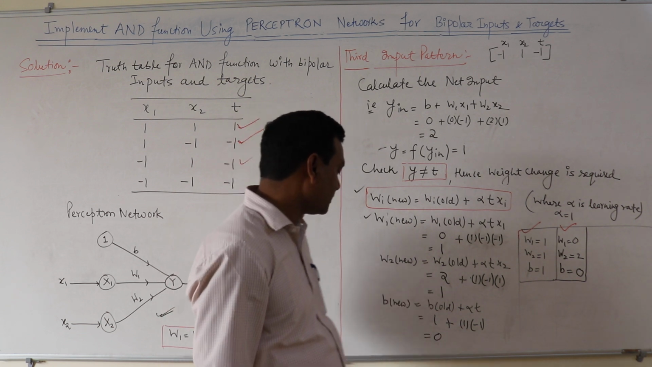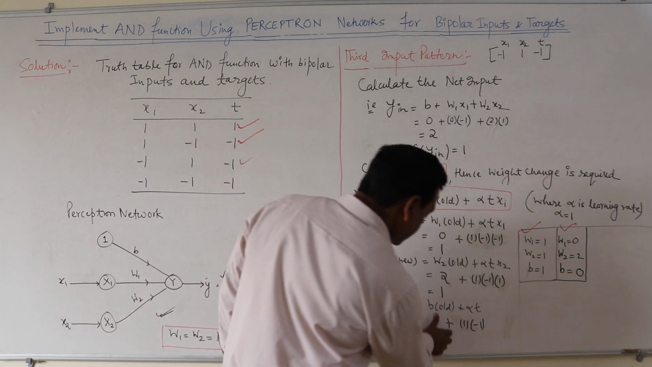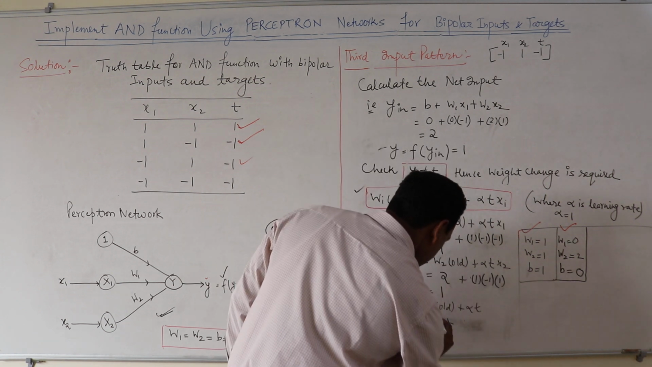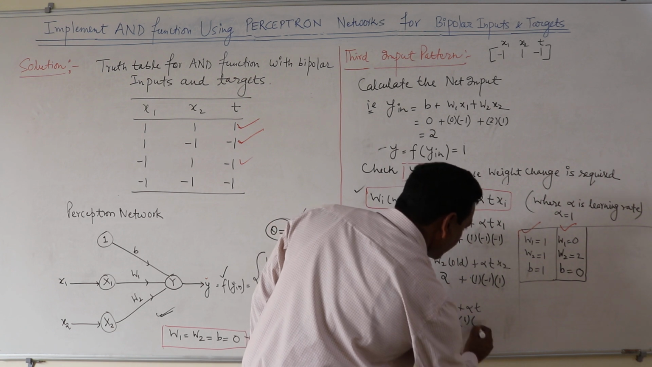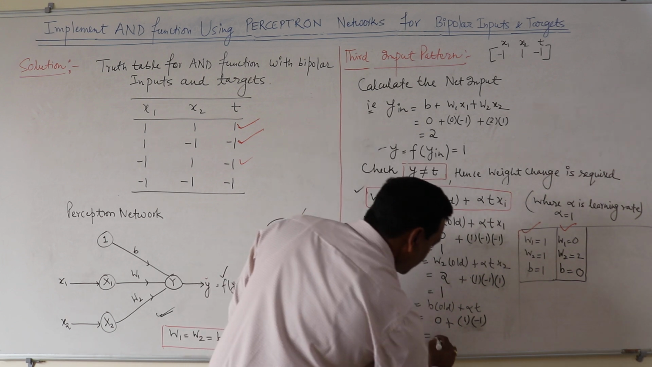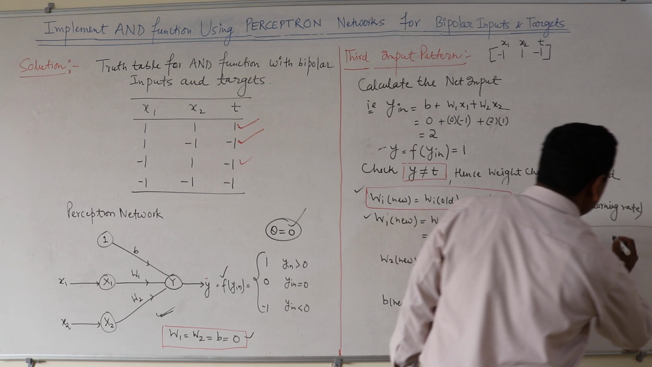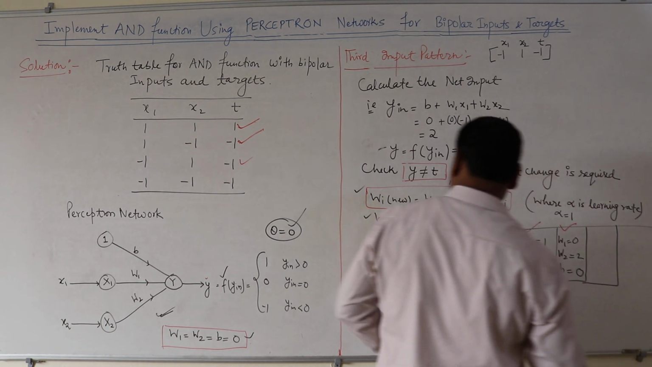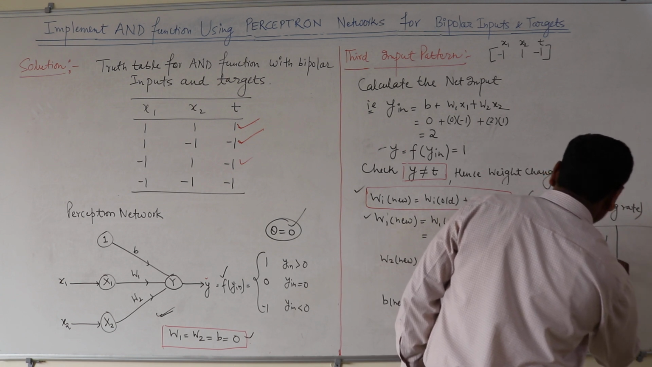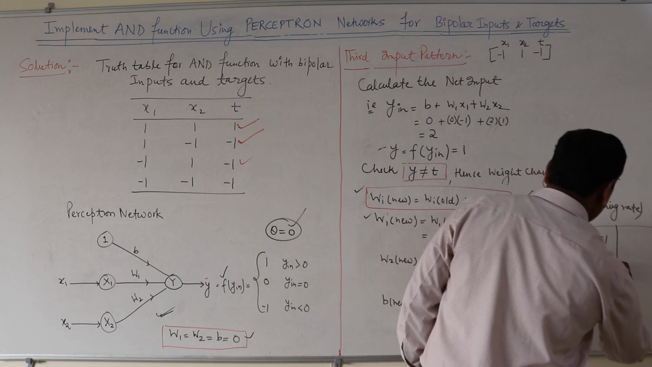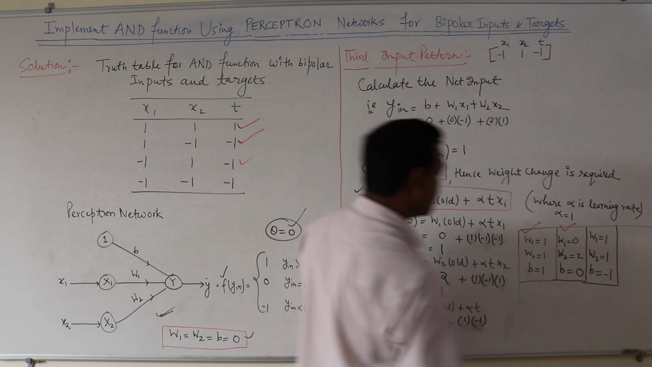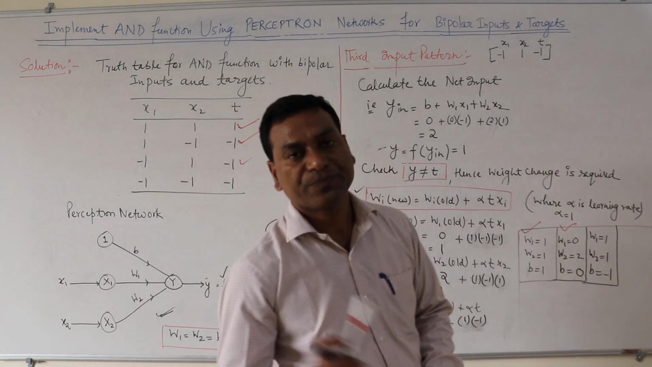Now we will calculate the B new bias weight. This B old is 0, alpha is 1, and T is minus 1. It comes out to be minus 1. Now it can be written here. W1 is 1, W2 is also 1, and B is minus 1. So these are the final weights after the third input pattern.